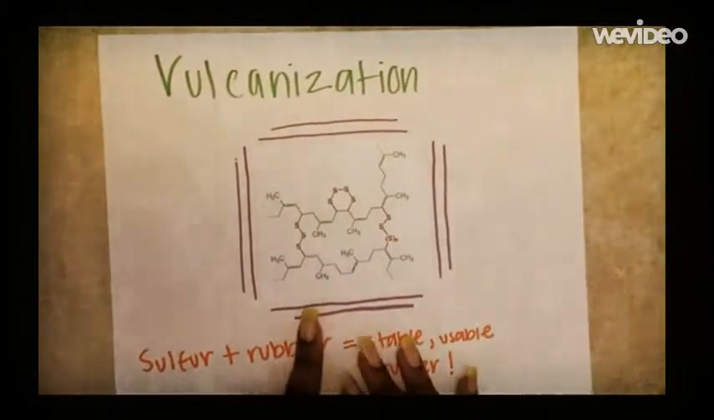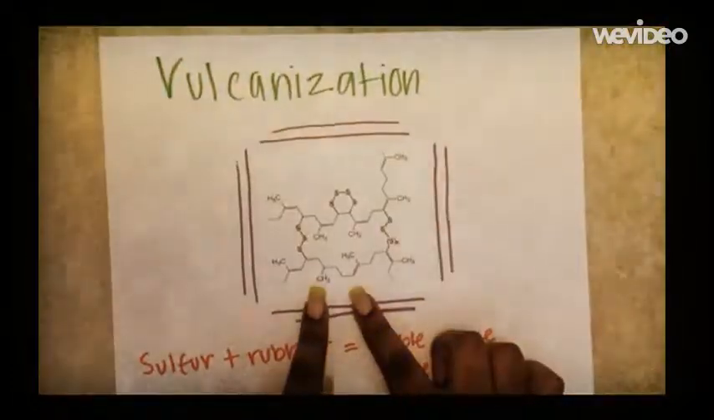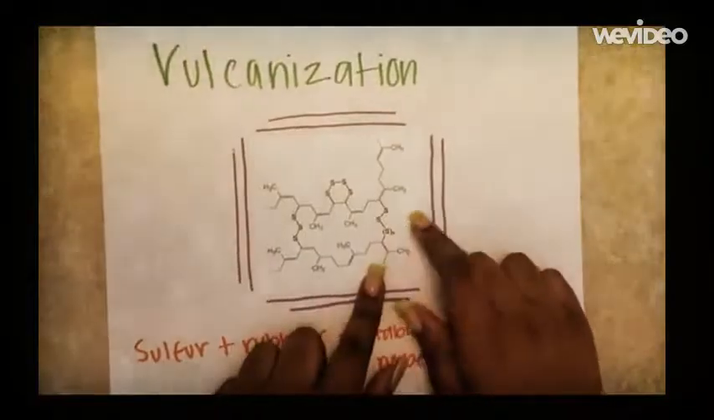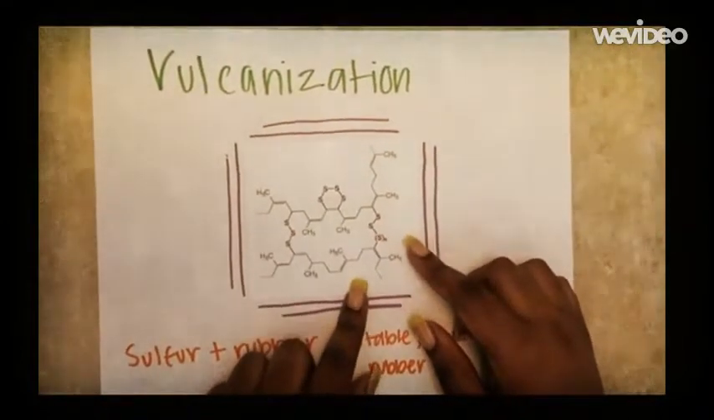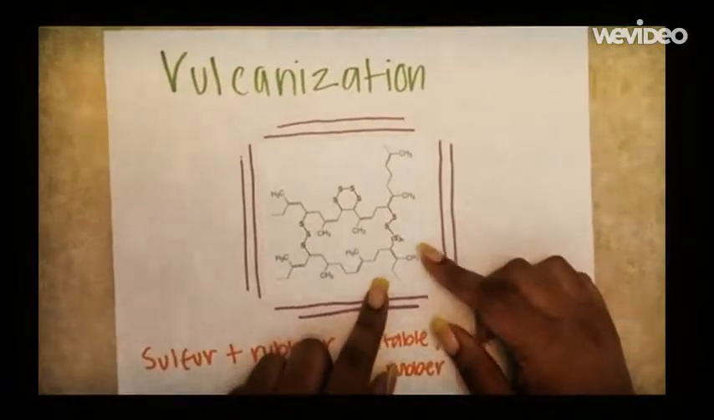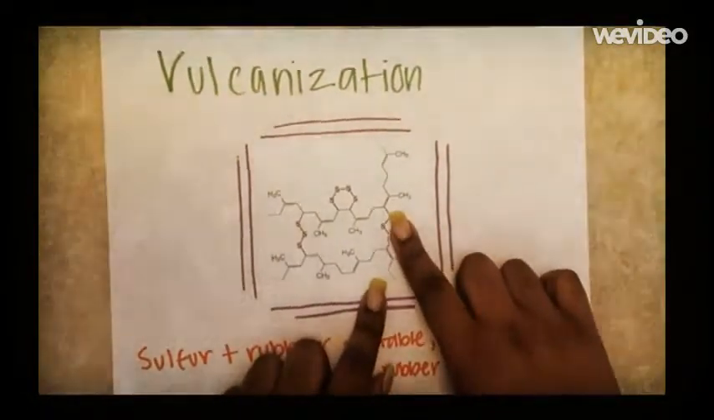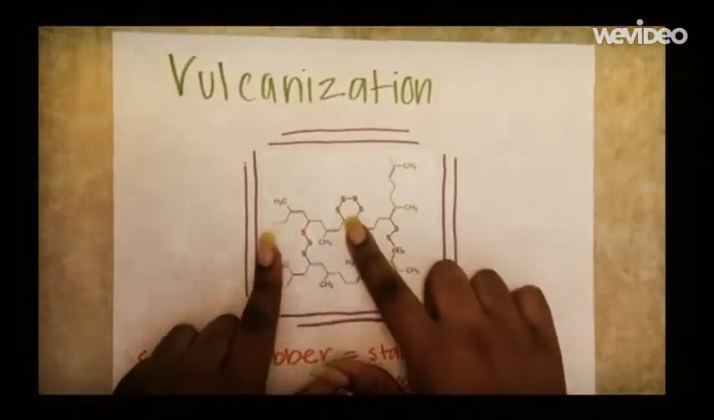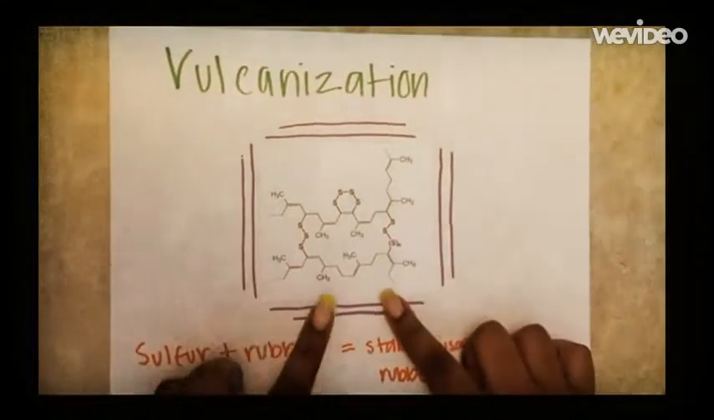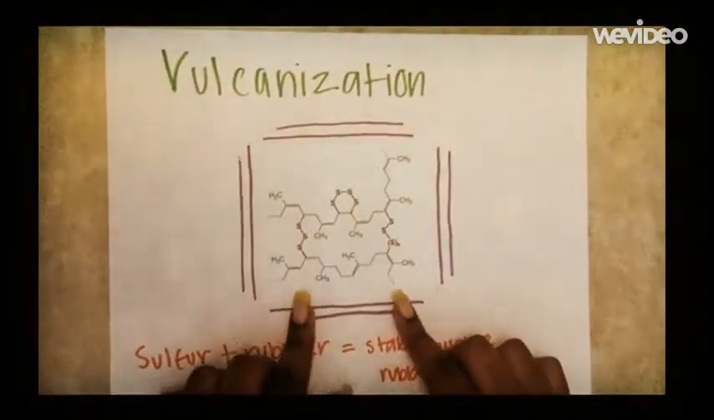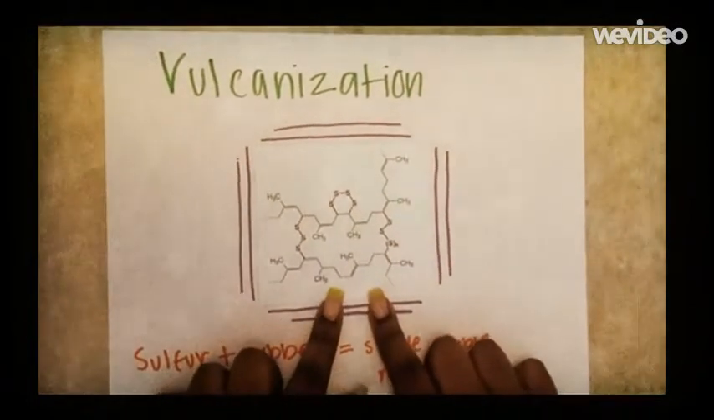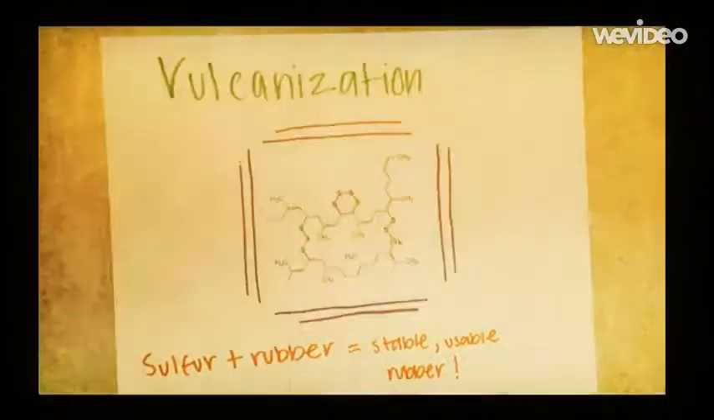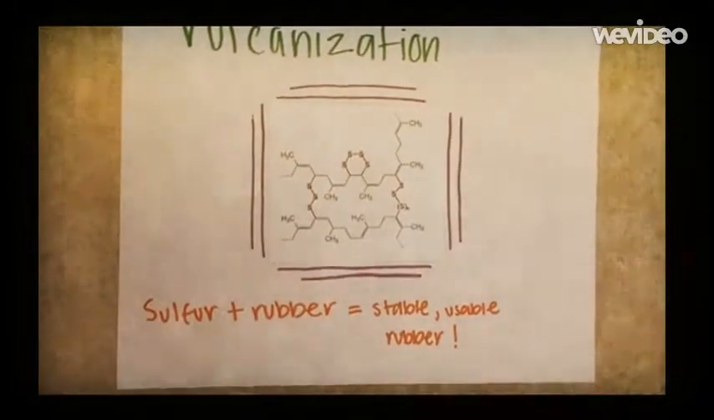So this is vulcanization, and this is a snapshot of a strand of vulcanized rubber. Basically the sulfur is added in different ratios depending on the type of rubber you want to make and what you're using it for. In this case, the rubber is bonded at the carbons where the double bonds are, and it bonds to different areas and connects the different strands of rubber, and it helps fix the problems that you experience with rubber when it has extreme temperature changes. So sulfur plus rubber equals stable, usable rubber.